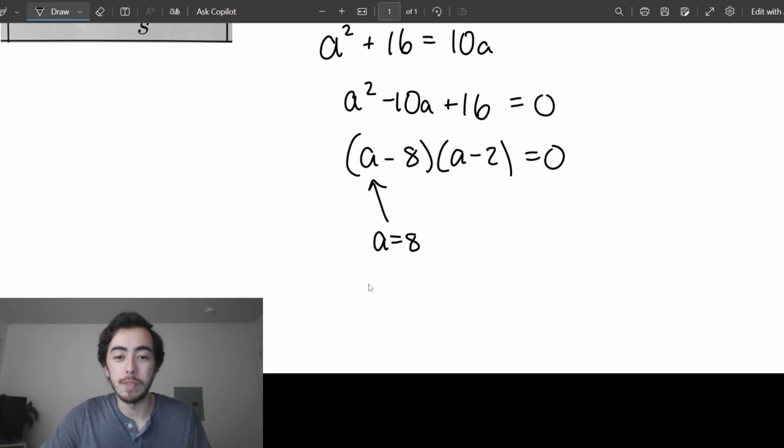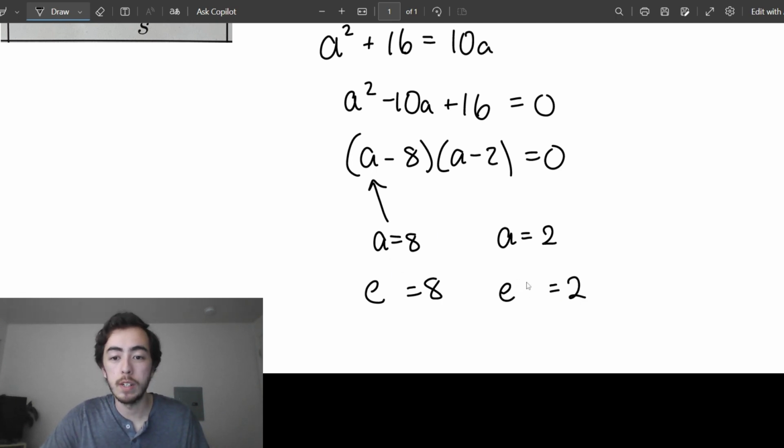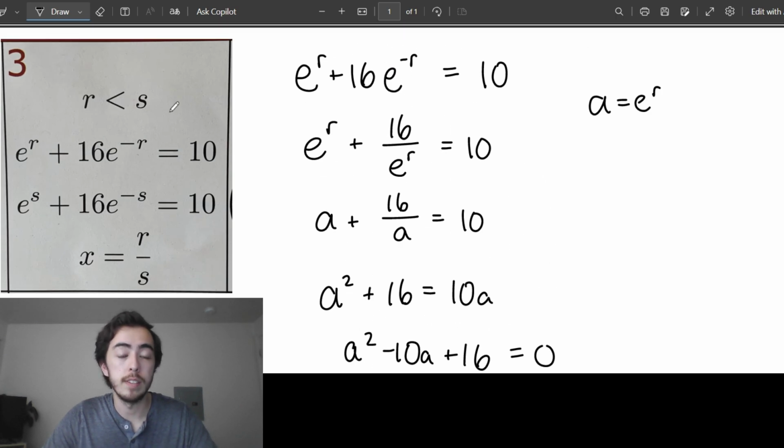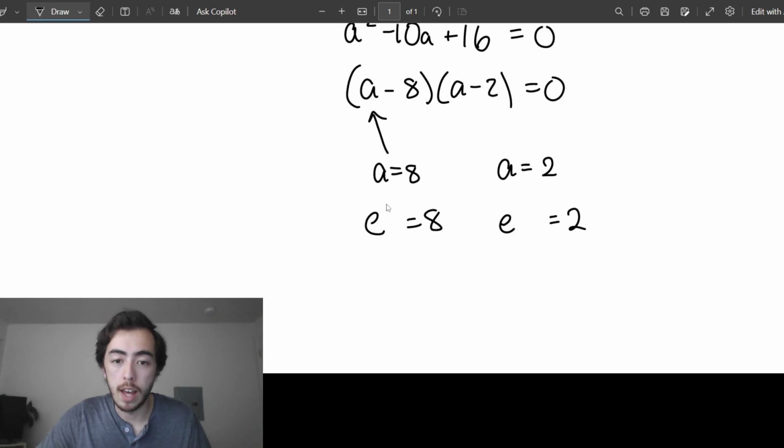And by a, I mean that's actually e to one of those exponents, right? It was either r or s. I'll hold off on that for a sec because I know that one's bigger than the other. I just forget which is which. A could possibly be 2, so maybe e to the power of something is equal to 2. And I know that this power just needs to be bigger than that one. So since s is the larger number, e to the s is going to be equal to 8, and e to the r is equal to 2.